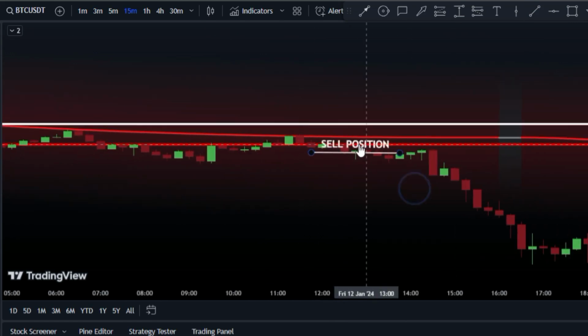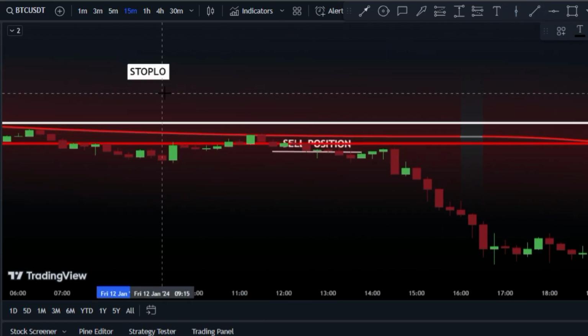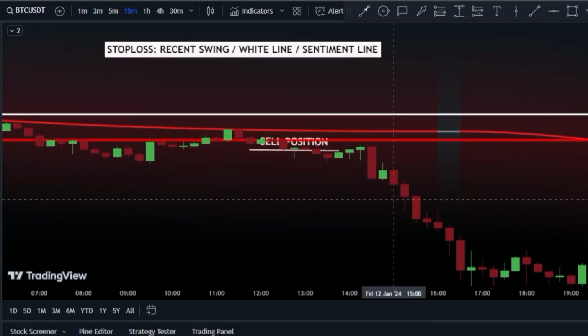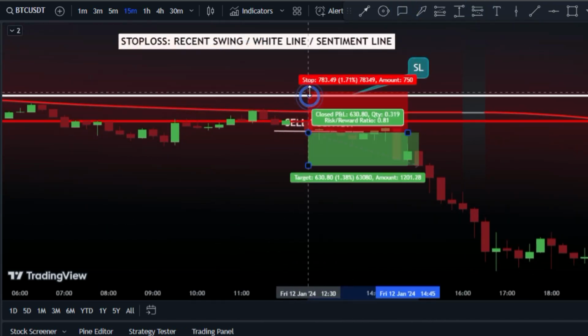And always protect your trade by setting a stop loss. As with the long trade, you have three options for placing your stop loss: the recent swing high, the green line of the open range indicator, or the sentiment line. Your choice will depend on the market conditions at the time.